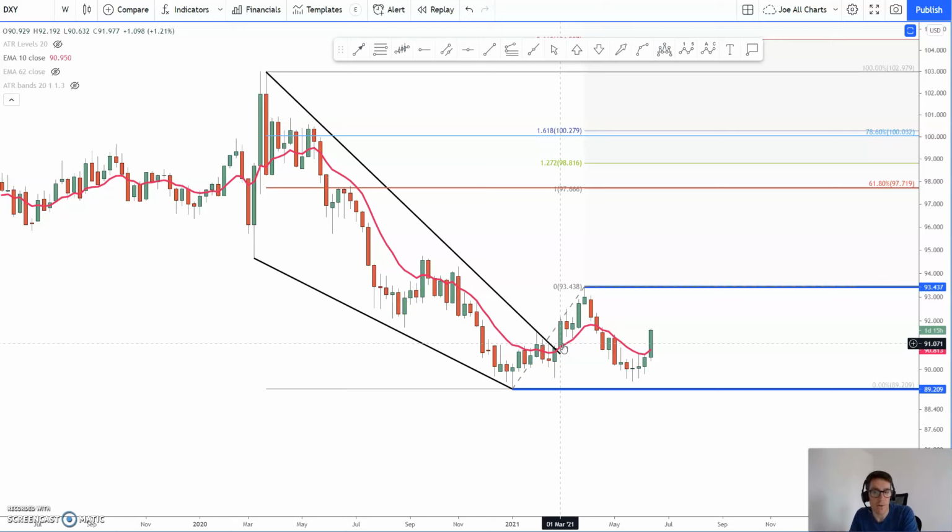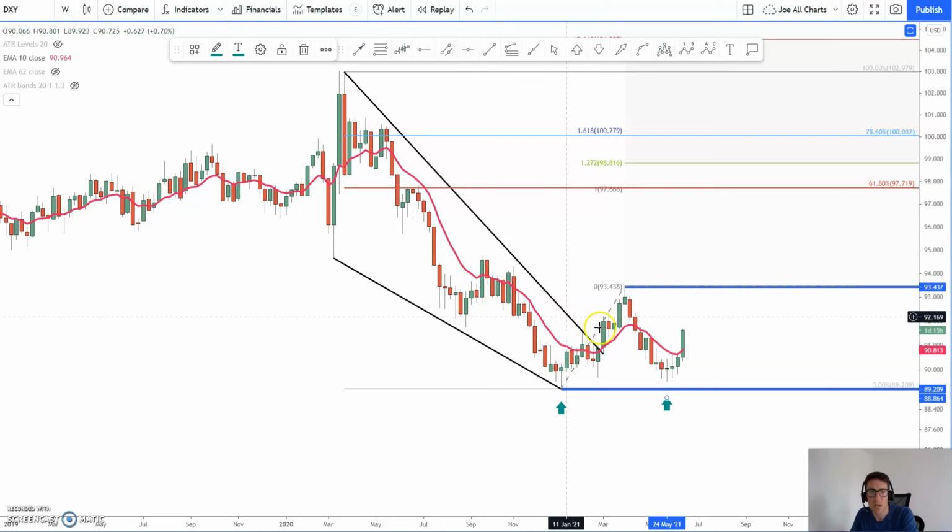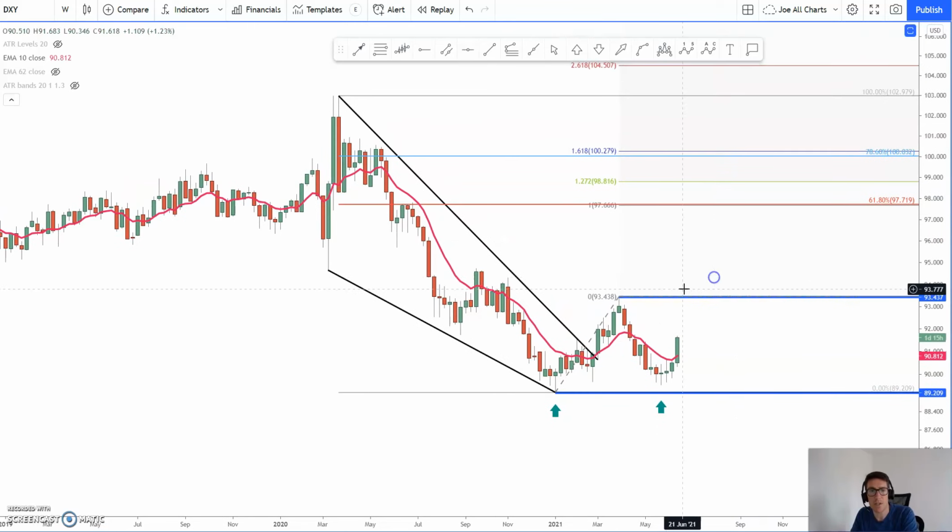If we can break above this 93.43 level, then what I'm thinking is we would have formed actually a double bottom pattern on the charts. So highlighting both these bottoms here that I'm referring to with these arrows. It's only a potential double bottom at this stage, because in order to complete a double bottom pattern, it needs to break above 93.43. If we close above that on the weekly chart, then we can say the double bottom is completed, and then we can start projecting targets on the upside of where we believe price could go.